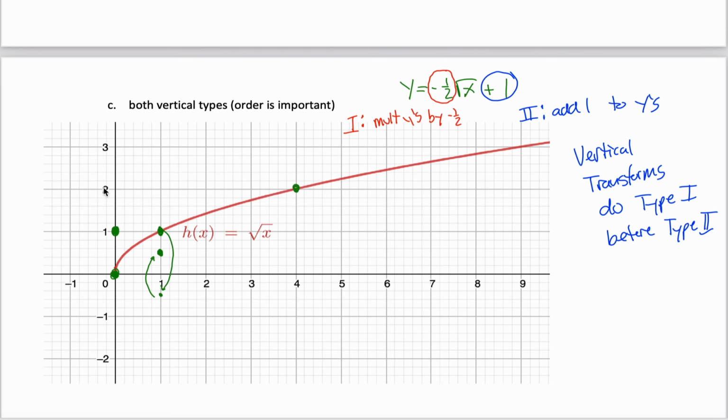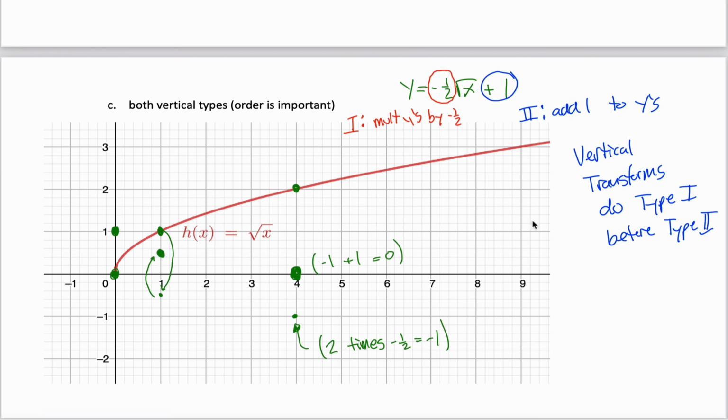This point starts out with a y coordinate of 2. The first thing I want to do is multiply that by negative 1/2. 2 times negative 1/2 is negative 1. That brings the point down here, but this point is not on my graph. This is just kind of an intermediate step because this is what I get after doing my type 1 transformation. I still have to do my type 2 transformation. I have to take this y coordinate of negative 1 and add 1 to it, which brings it up here to 0.